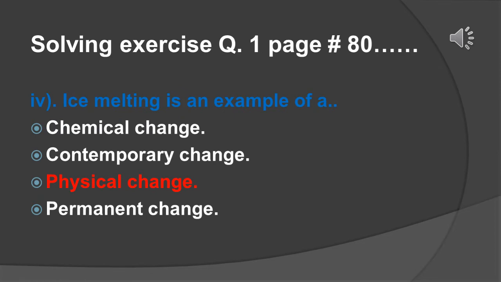Ice melting is an example of a dash. We have chemical change in option 1. Option 2 is temporary change. Third option is physical change. Last and fourth option we have is permanent change. As melting of ice is an example of reversible change, so we can say reversible change is also called physical change. And option 3 is correct for this statement.